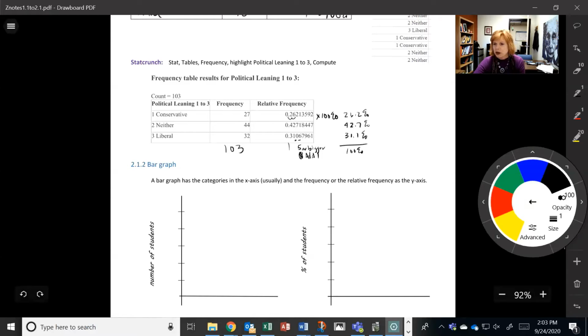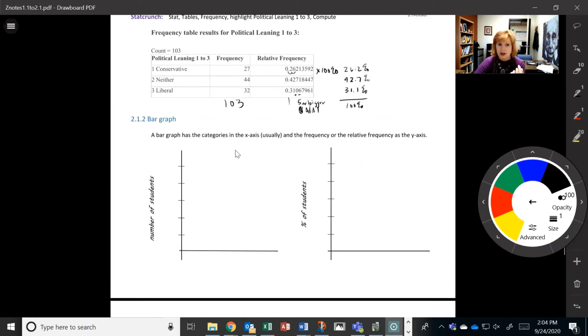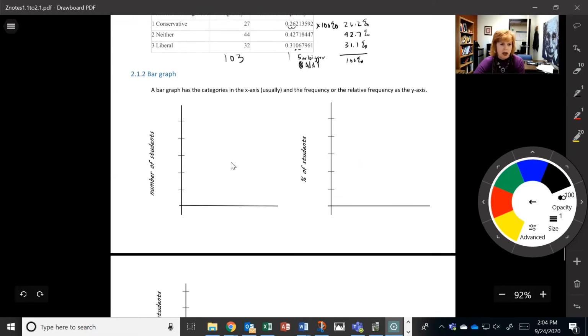And frequency tables are great. They give us all the information we need, but a picture is worth 1,000 words. If I really want to get a good feel for what kind of proportions are in each of these groups, a graphical display is better. So I started these bar graphs. Bar graphs can be done in StatCrunch, but I wanted to do it by hand first. So we're going to do it for this set.